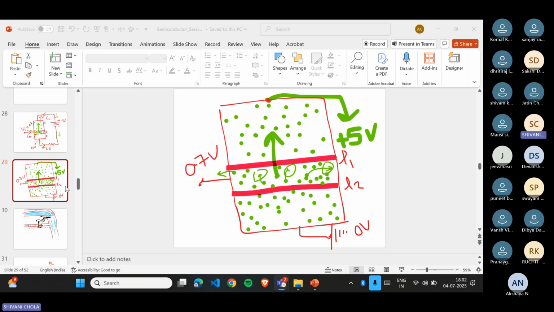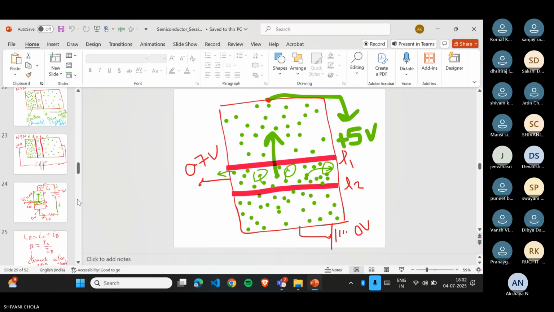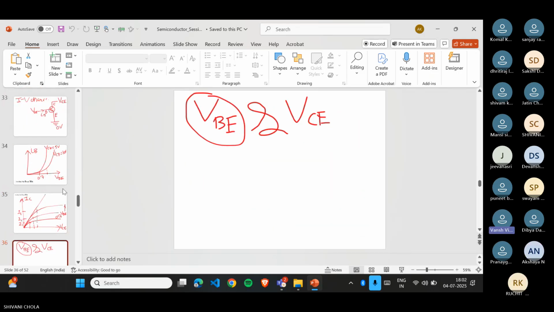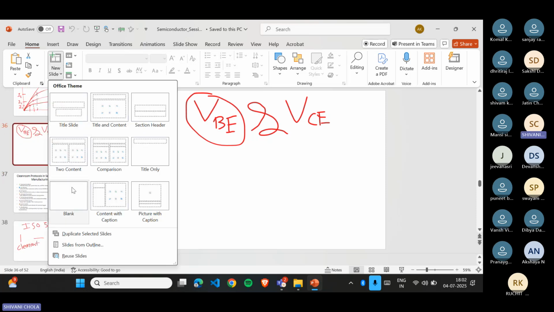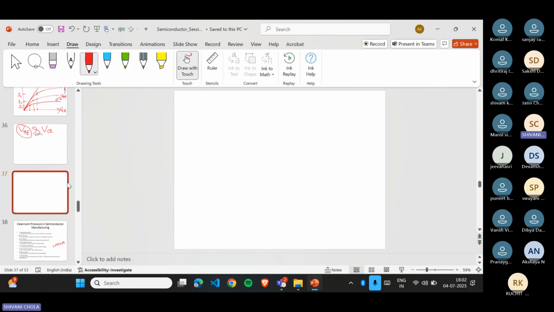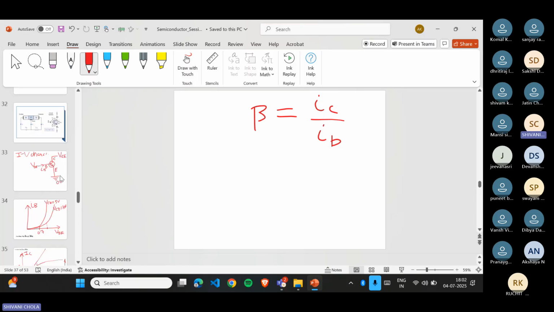Any doubt on the transistor? Sir, can you provide a little brief about alpha and beta, how they came? Yes, fine. If you recall from the last class, we defined our beta as current gain. It's the ratio of current from the collector upon current from the base, right?